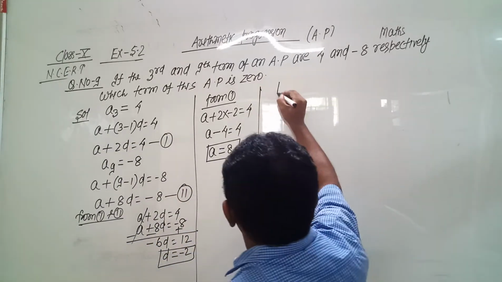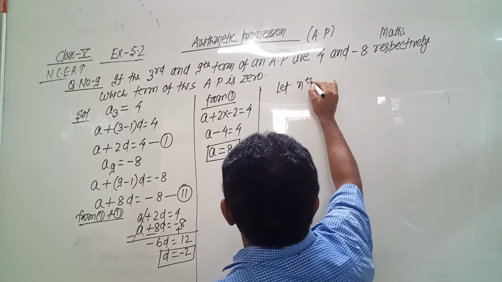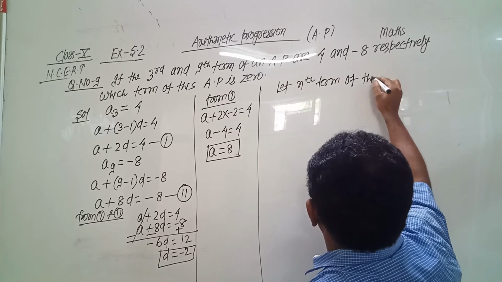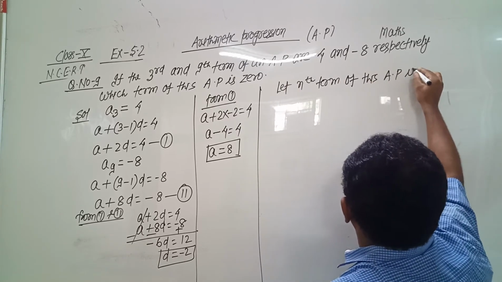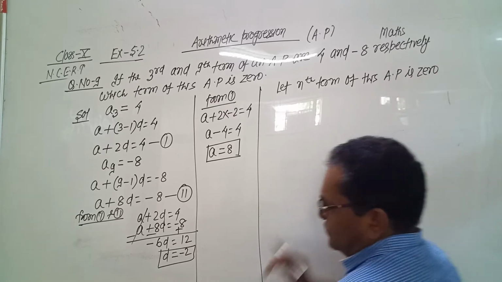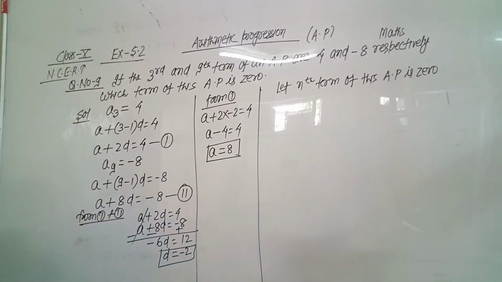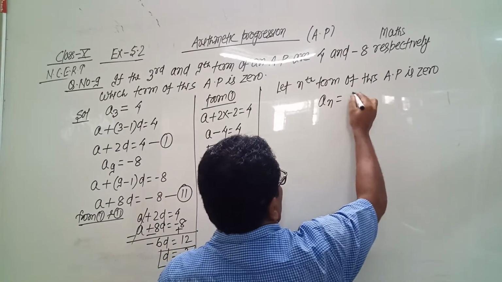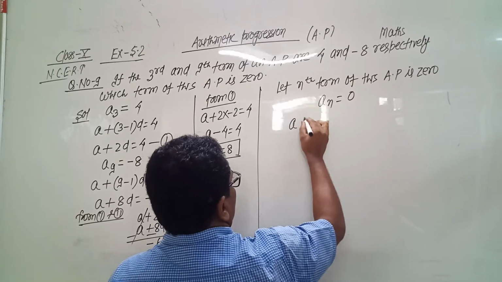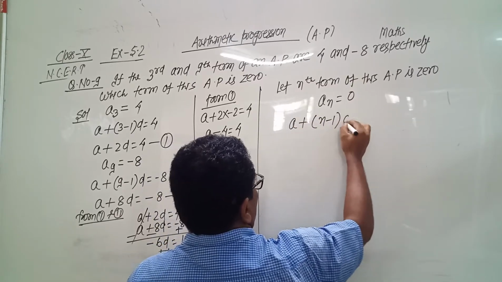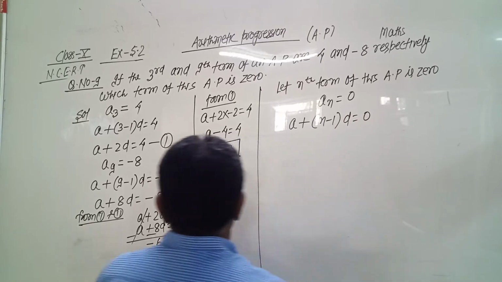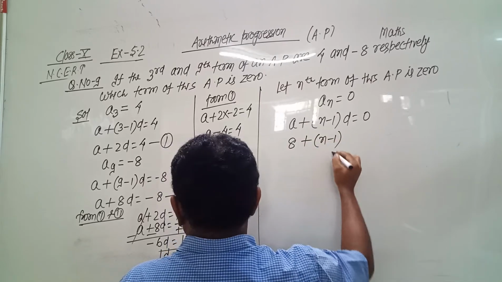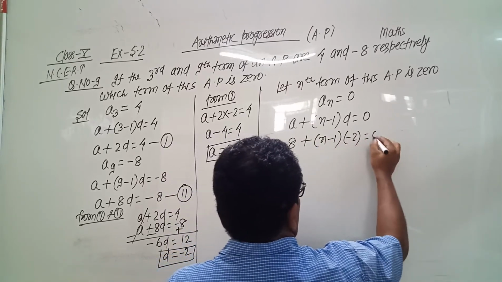So let the nth term of this AP be 0. We suppose that the nth term of this AP is 0. It means An equals 0. Use the formula for An: A plus (n minus 1) into D equals 0. Put the value of A, so 8 plus (n minus 1), the value of D is minus 2, equals 0.